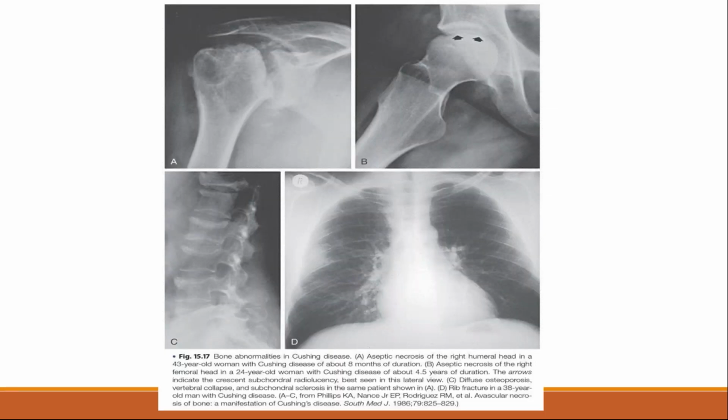Basically, this is the image showing the bone abnormalities in Cushing disease: aseptic necrosis in the right femoral head, and osteoporosis with vertebral collapse.